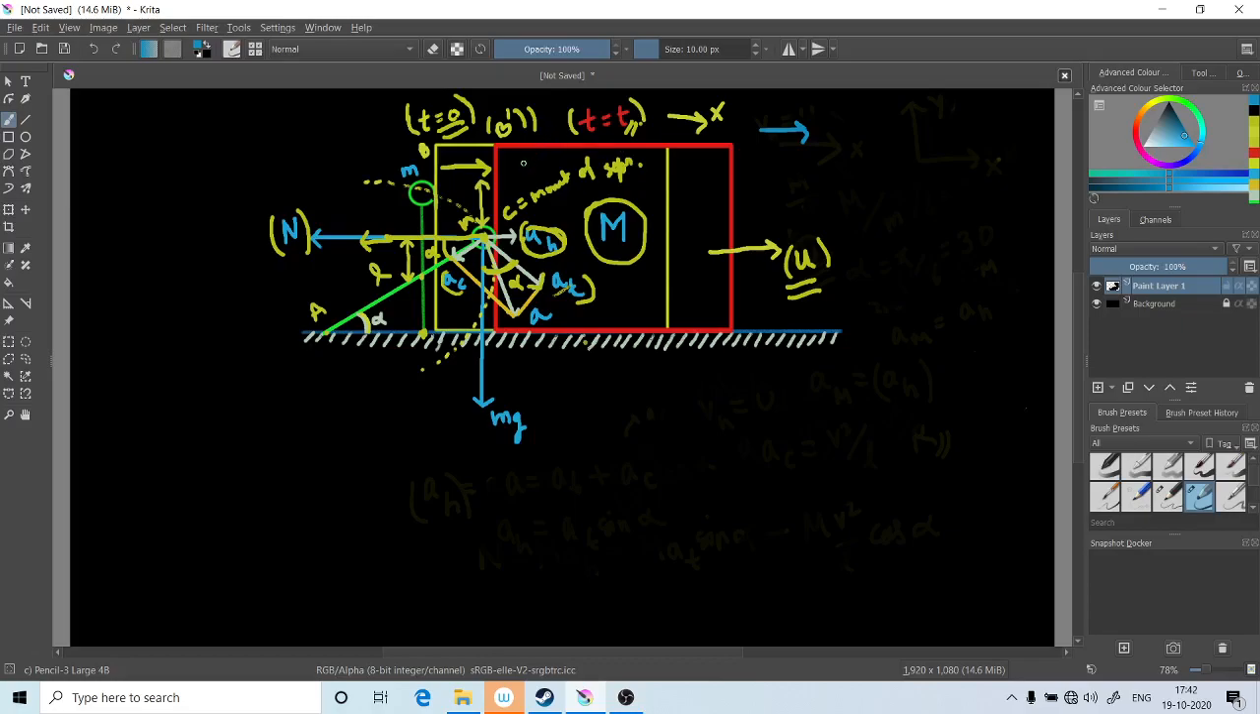Coming back to the question, for what mass ratio m by M will the rod form an angle alpha equals pi by 6 with the horizontal at the moment of the separation from the body? What will be the velocity u of the body at this moment? So we have to find the velocity u of body M at the moment of separation from the load m. Friction should be neglected. So friction is absent in this system.